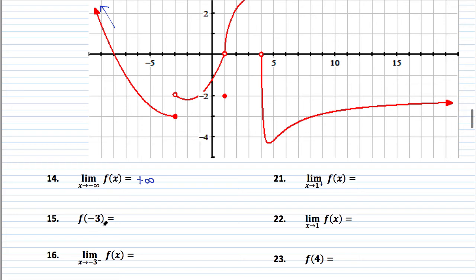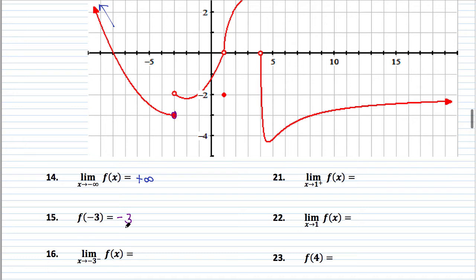Then 15 asks us, what is the value of the function at x equals negative 3? So at x equals negative 3, this is a hole, and this is our actual value. So our function has a value of negative 3 at x equals negative 3.